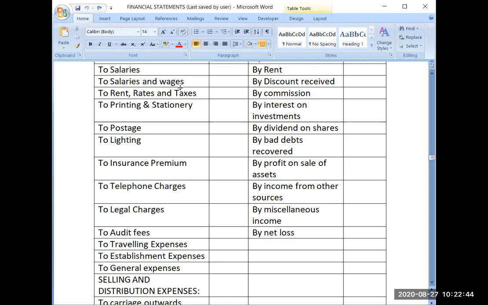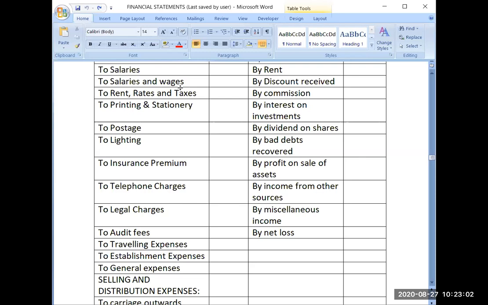Printing and stationery. You might be getting your bill book printed, your advertisements printed. You will be using pens, scale, registers, many types of accounting books in your business. So these are all stationery, and this expense will also be in that category.